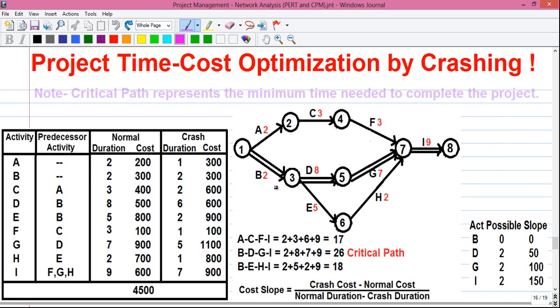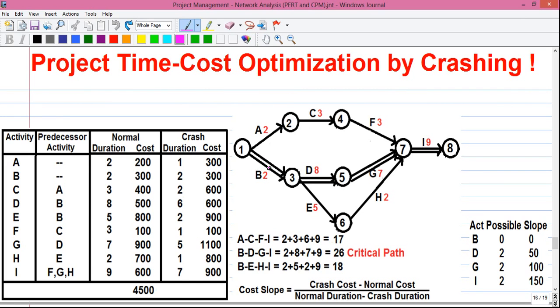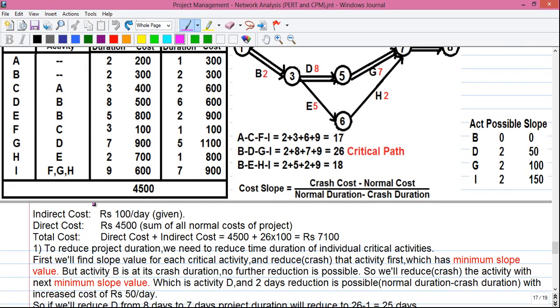So remember, the project duration depends on the critical path, or it depends on the duration of critical activities. So if you want to reduce the project duration, then we have to reduce the individual time duration value for each critical activity. So here the critical activities are B, D, G, I along the critical path. Our next question is how to determine which critical activity to reduce first. For that we will use a simple formula. We will find out the cost slope value for each critical activity. So let us do the calculations.